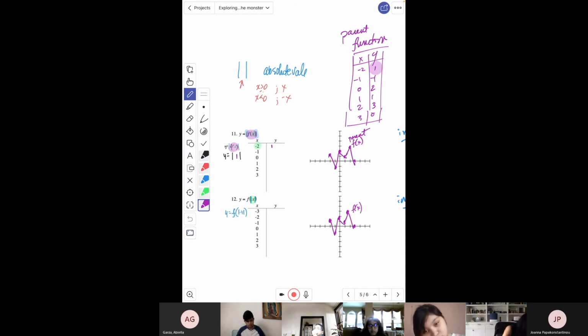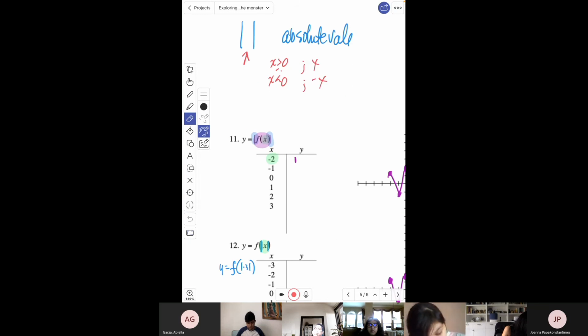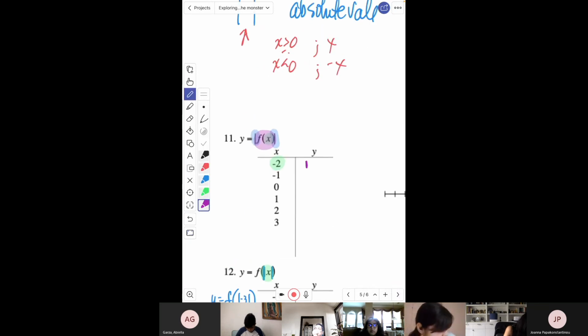Absolutely. So now I'm going to do the same thing to the second one. The second one is saying, all right, for when x is equal to -1, I'm going to go through the same process, and I'm going to say y equals the absolute value of f of x. In this case, x is -1. So I first find f of -1, and then I take the absolute value of it.